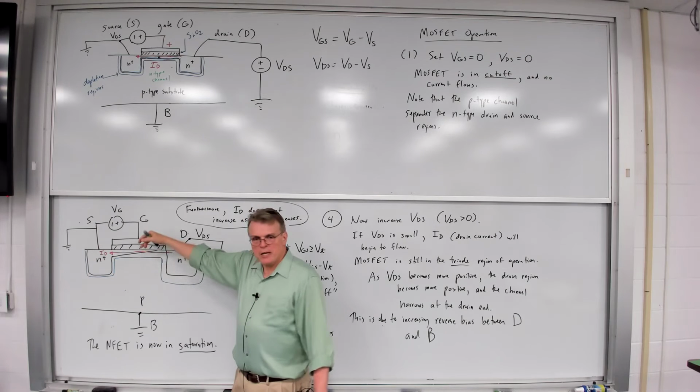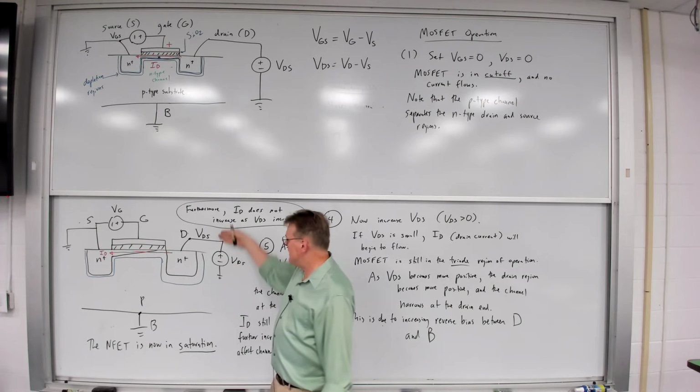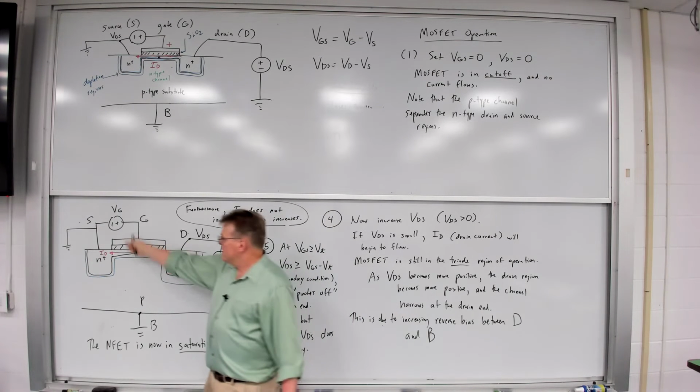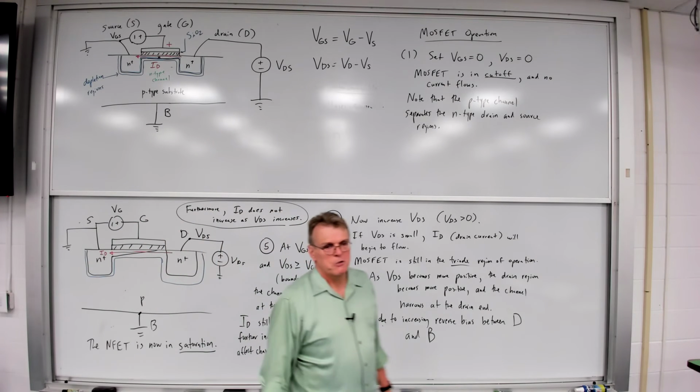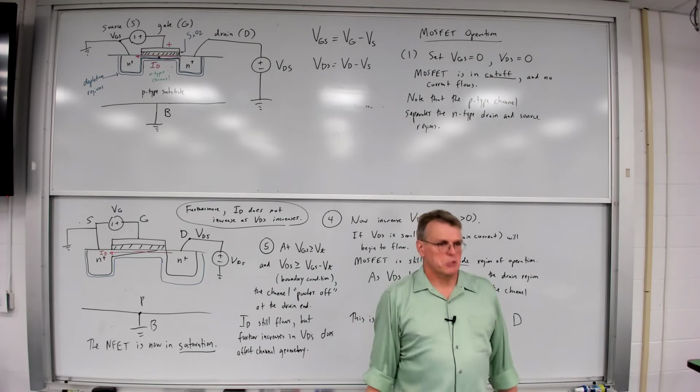I've got to form the channel. But in this case, if I had VDS at a large voltage and then turned on VGS, I would go straight from cutoff directly into saturation. So the channel would form, but it would immediately be pinched off.